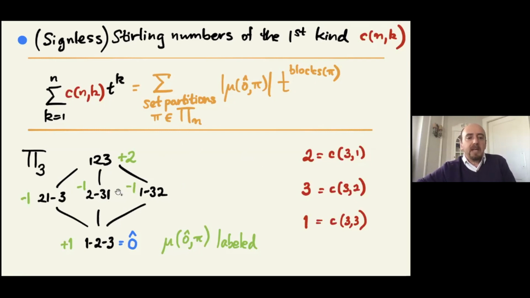The -1, -1, -1 totals to -3, and then we get rid of the sign, where we know that these numbers will alternate in sign anyway as you go up the ranks, plus, minus, plus. So the absolute value is just getting rid of some useless extra information. And then at the bottom, we just have a +1, and so the absolute value is +1, and that's this signless Stirling number c(3,3). So I'll be interested in this sequence of numbers, 1, 3, 2. Okay? So that's one way to define them.